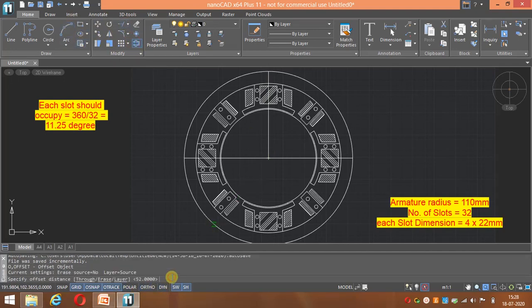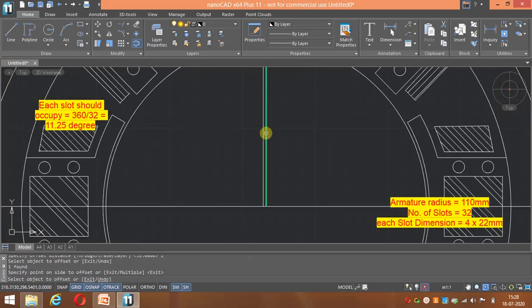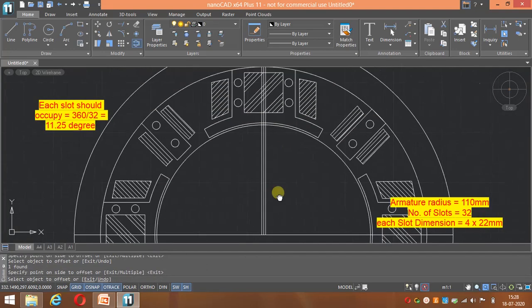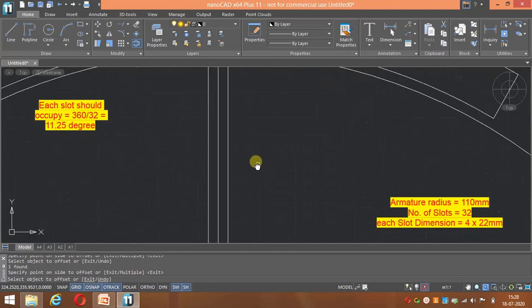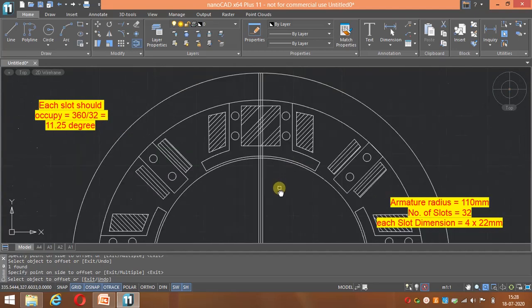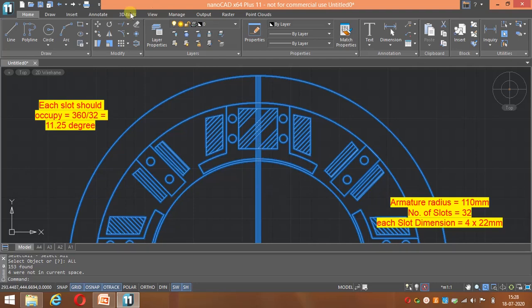Offset distance is, the total width is 4. From this vertical I will be giving 2. Okay, this is the reference. From here to here it is 2 mm, and from here to here it is also 2 mm. Clear? So let me go with an offset, trim, to remove the unwanted portion.